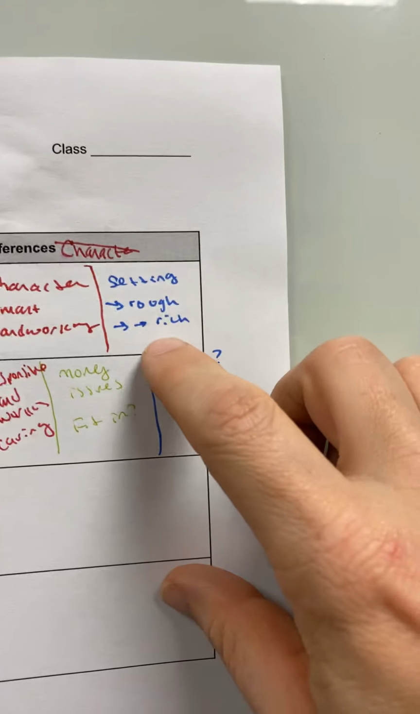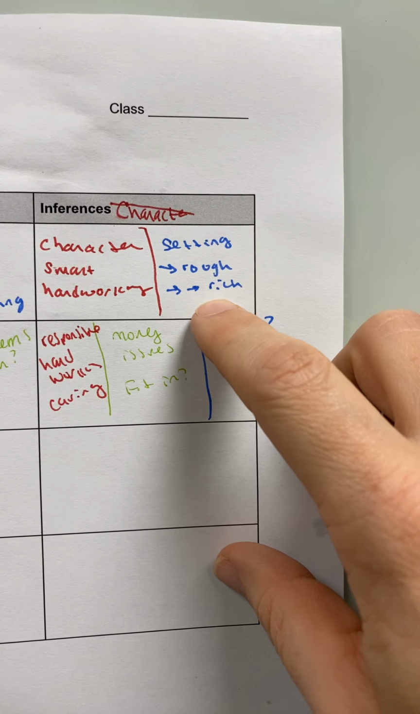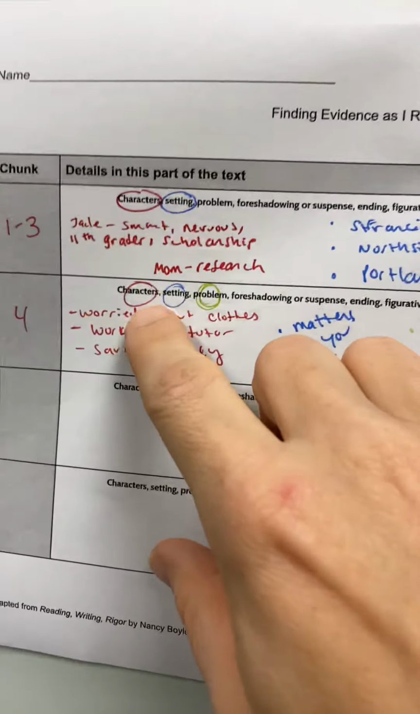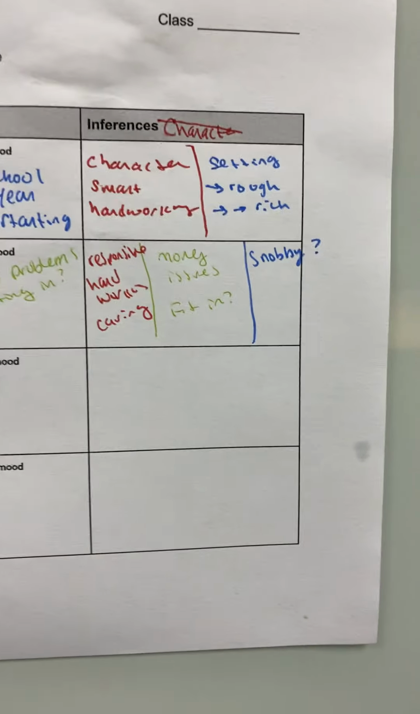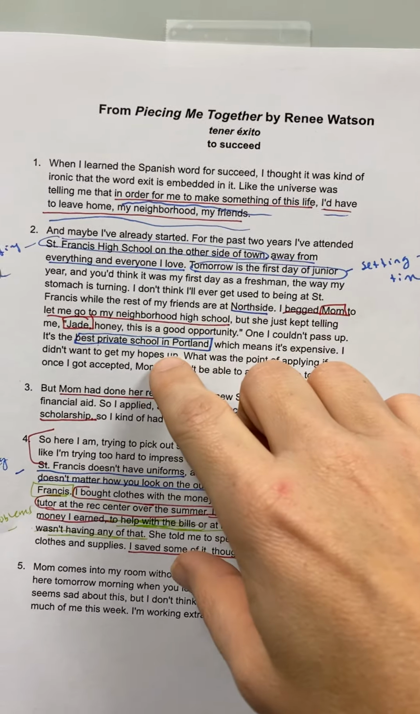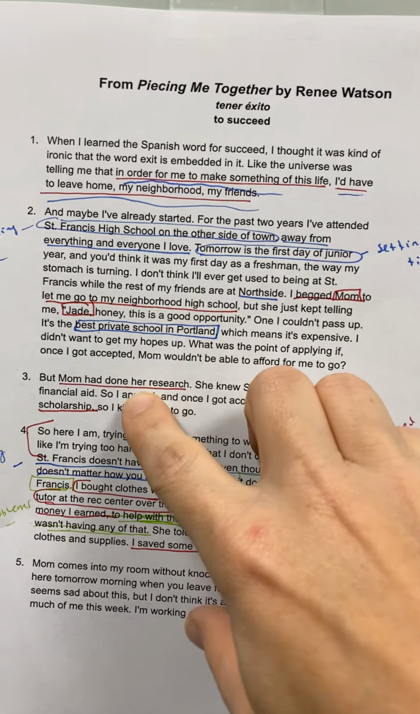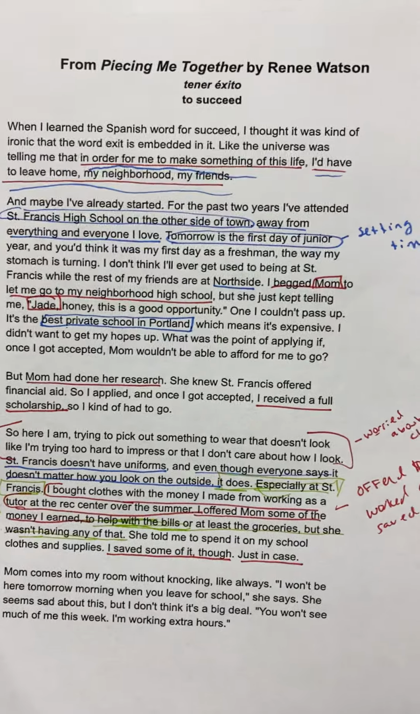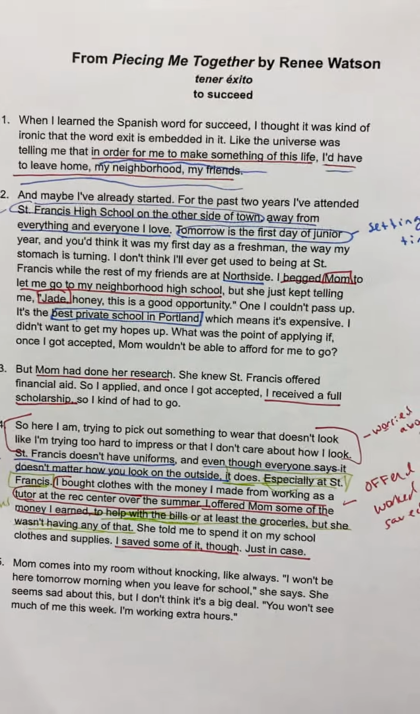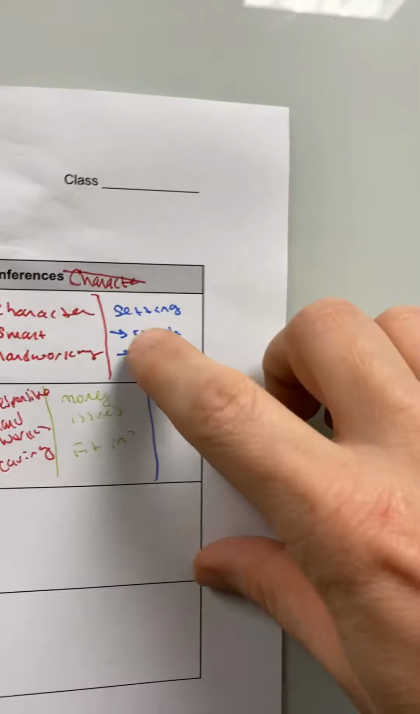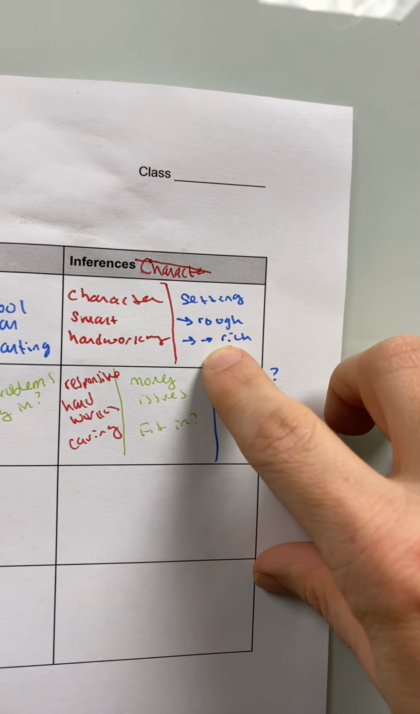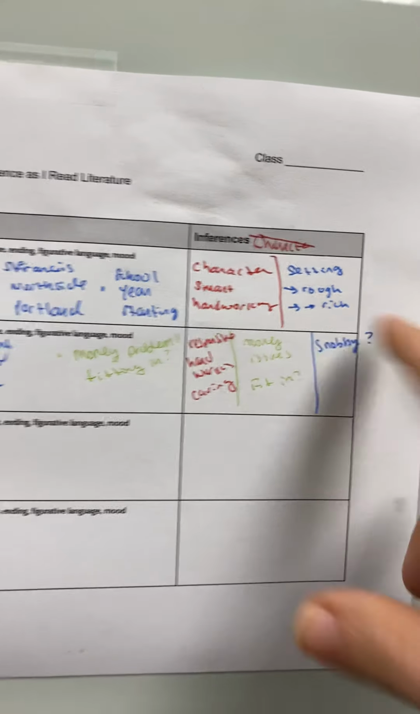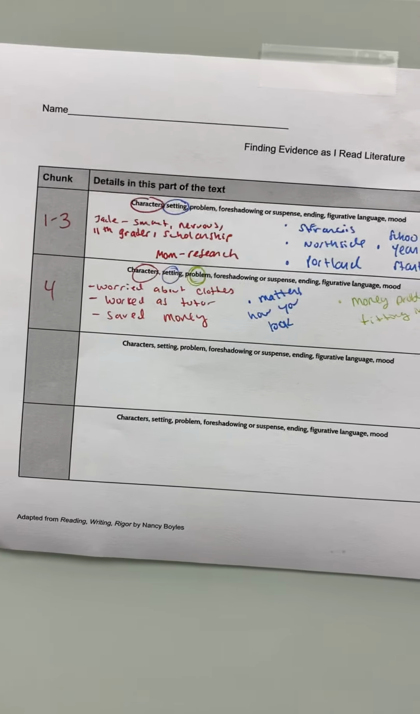And then setting-wise, I'm going to guess that the neighborhood that Jade and her mom live in might be a little bit of a rougher neighborhood. My logic there is that where they live is far away from St. Francis. St. Francis is expensive and it's the best school in Portland. So my guess is St. Francis is in kind of the richer side of town, and where they live is not the richer side of town. So they live in a rougher area and the other school is in a richer area. I don't know that. I'm guessing based on the text evidence.